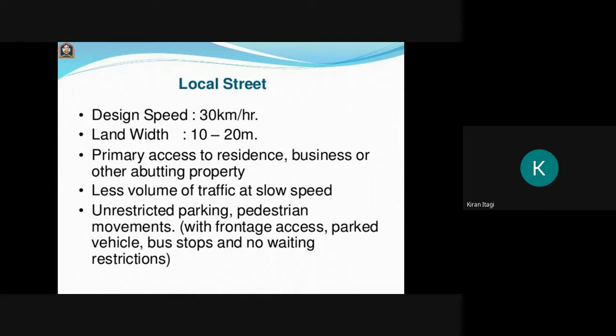Local streets, that is lanes, whatever you see, their design speed will be 30 km per hour and lane width will be 10 to 20 meter. They give primary access to residences, businesses or any abutting properties. If this is your area, call it Shivaji Nagar. Here we have some houses. These roads are called local street roads.